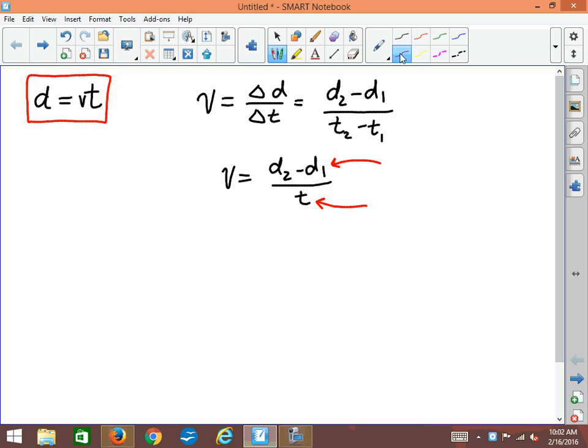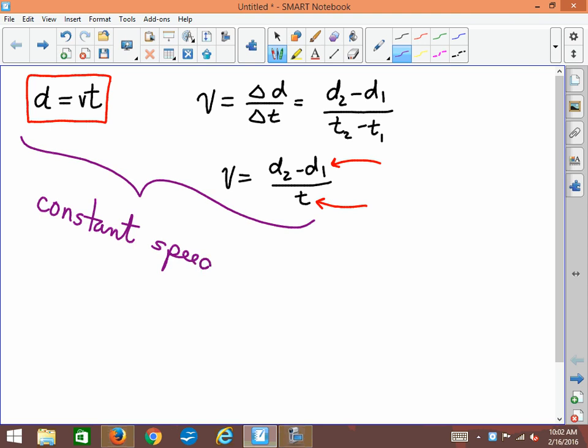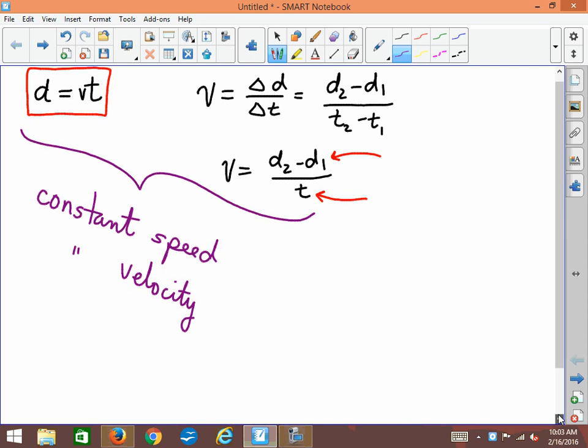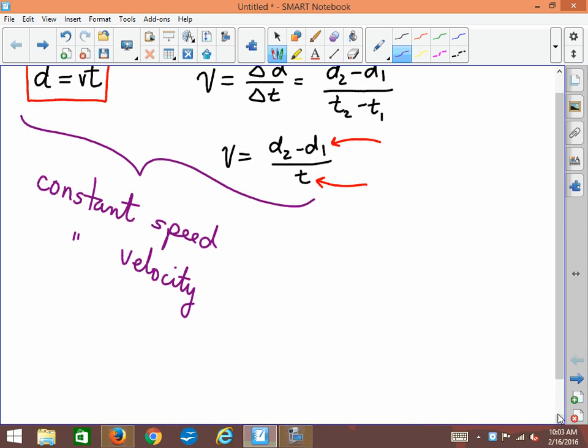These two forms of the same equation are only for describing constant speed, speed that is not changing. Constant speed, or we could also say constant velocity. So they become difficult or impossible to use if the speeds actually start to change. And that's what we want to look at today.